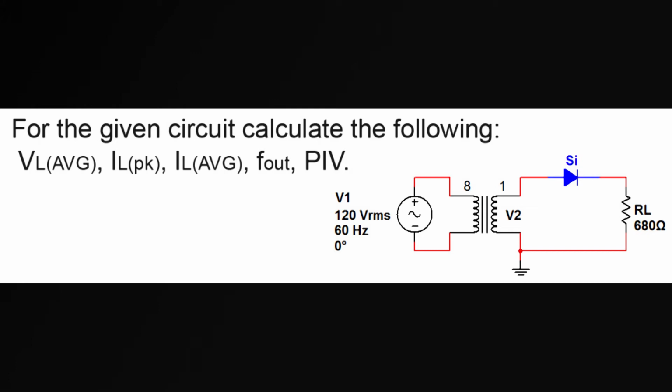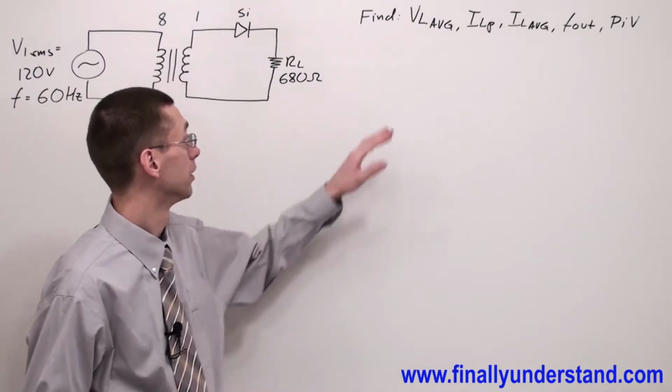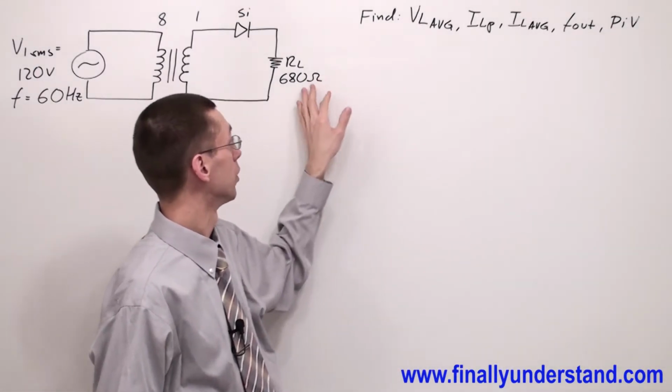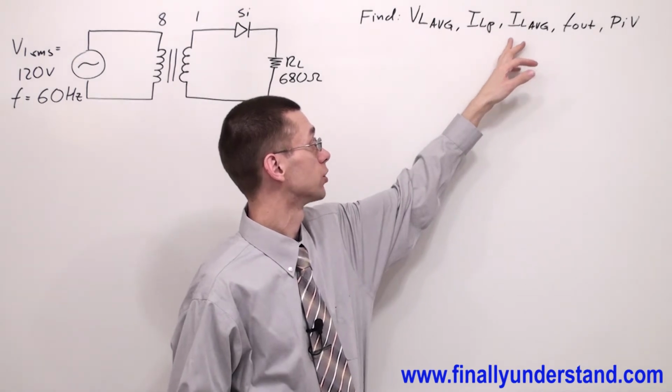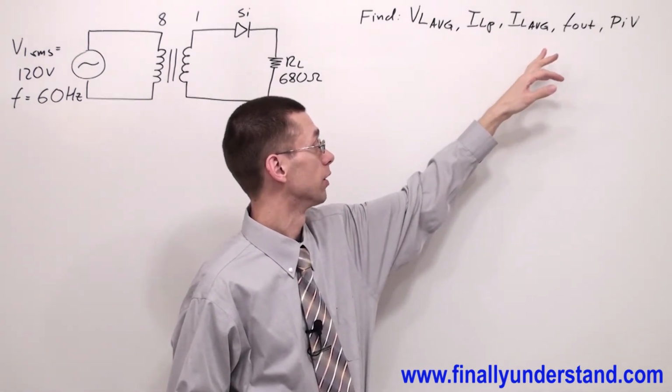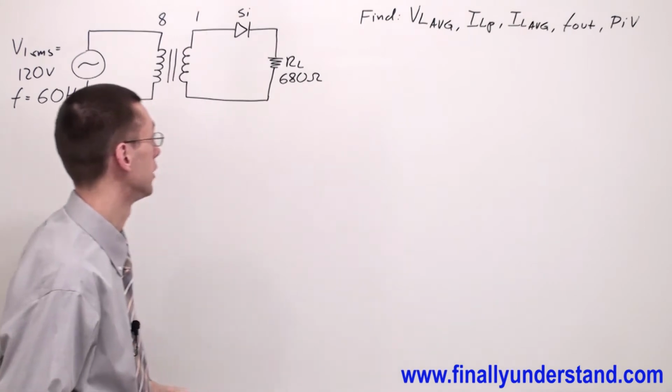Let's take a look at this half-wave rectifier. This time we're supposed to find average voltage across the load, peak current across the load, average current, output frequency, and PIV.